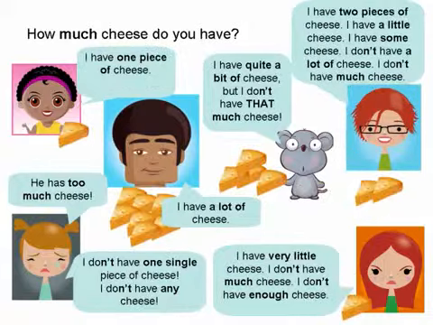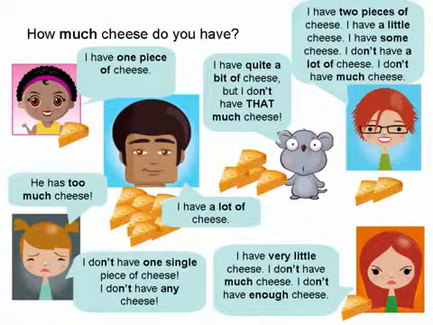Now let's look at some sample sentences for uncountable nouns. I have 1 piece of cheese. I have 2 pieces of cheese. I have a little cheese. I have some cheese. I don't have a lot of cheese. I don't have much cheese. I have quite a bit of cheese, but I don't have that much cheese.